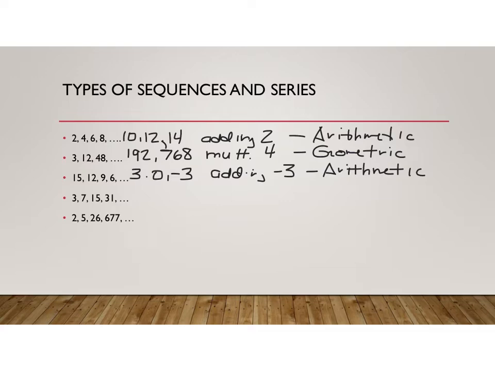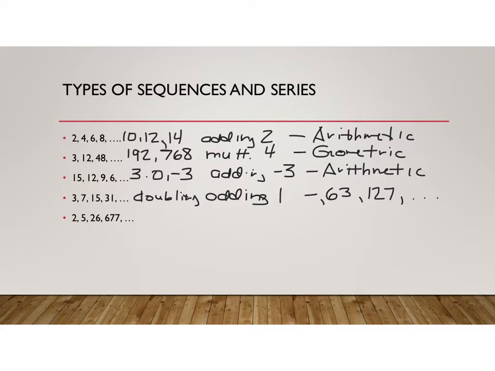The next couple sequences are kind of unique and a little more challenging. We've got 3, 7, 15, 31. If you really look closely at this, the pattern is that we're doubling the number and adding 1. This would be a little bit harder to write a formula for, but the next term would be 63, and the next term would be 127, and so on. We don't really have a specific name for this type.